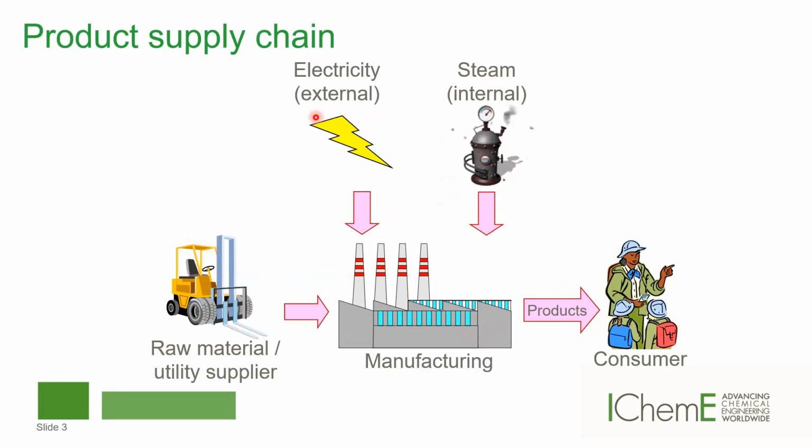And usually the bulk of the carbon footprint from utilities would come from power and steam production. The power, when I say power, it's the electricity, and they usually purchase this externally. Well, for the steam, it's usually produced within the manufacturing industry.